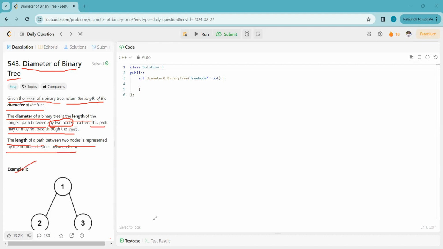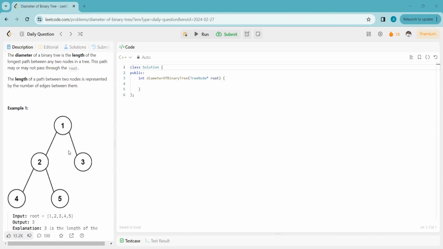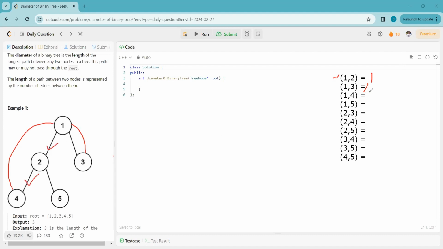Let's take this example and understand. So we can see the possible pair of nodes in this tree are these. Now let's find the path between these nodes. The length of the path between 1 and 2 is 1, since we have only one edge between them. So its value is 1. The length of the path between 1 and 3 is also 1. The length of the path between node 1 and 4 is 2, since we have two edges. The length of the path between node 1 and 5 is also 2, since we have two edges.